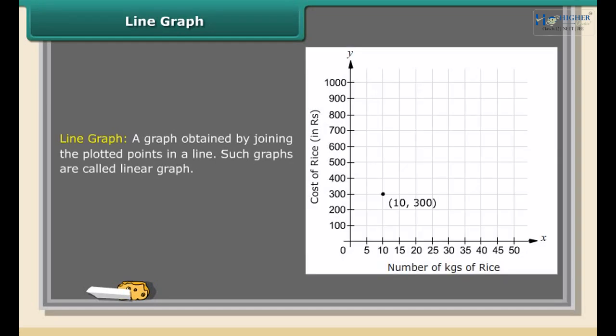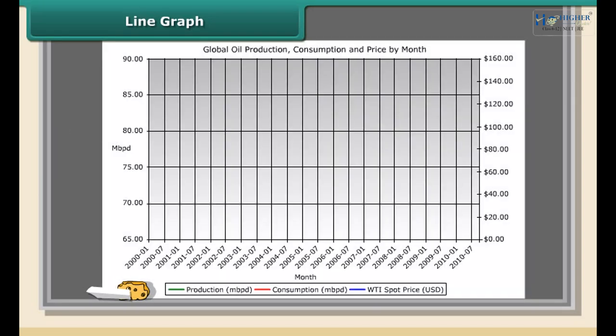Line graph: a graph obtained by joining the plotted points in a line. Such graphs are called linear graphs. Application problems: In everyday life we hear that a global rise in fuel prices leads to a petrol price hike. If less petrol is consumed, then the bill amount will be less.